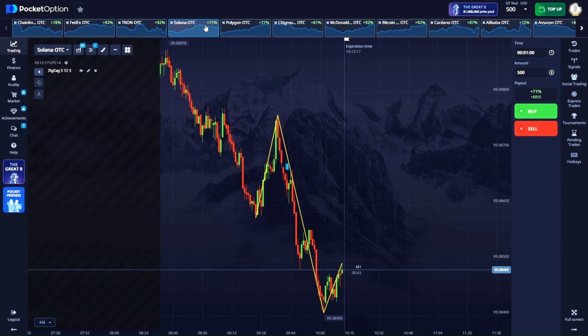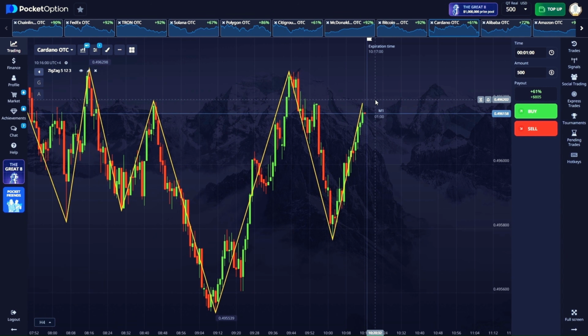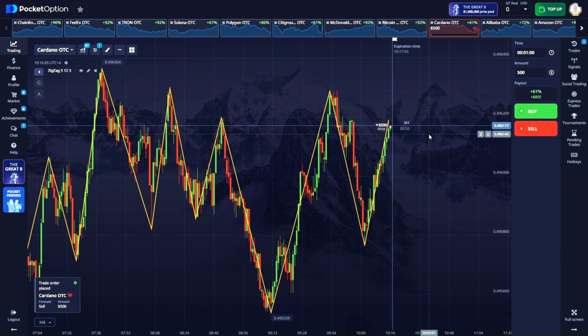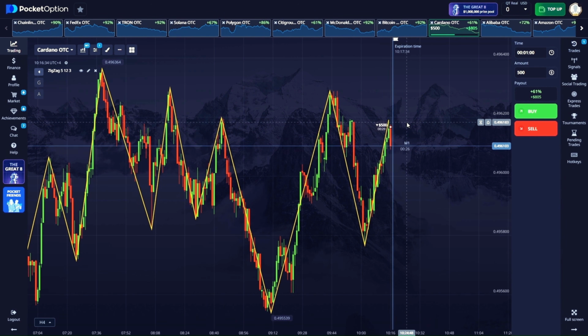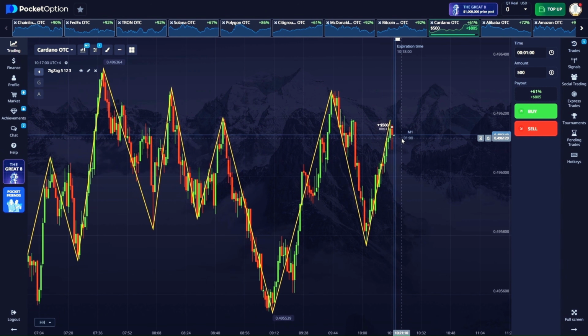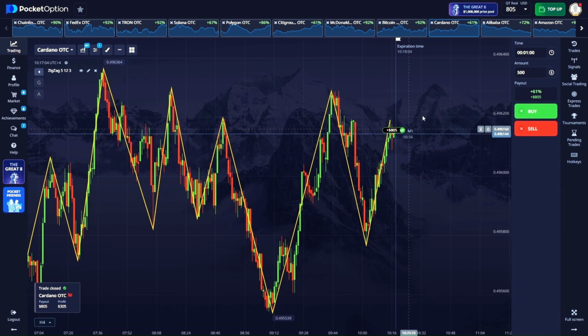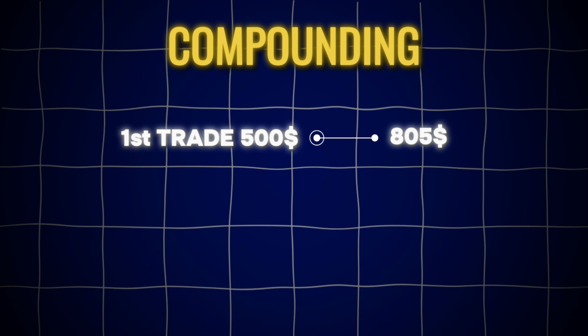Let's find our first trade. I found my first trade on Cardano OTC for a downside move. I placed a $500 trade because the previous candle closed below the zigzag level. That's why I took this trade expecting a downward move. The trade started going in our favor, and after a few seconds, I won my first trade. My balance increased to $805.